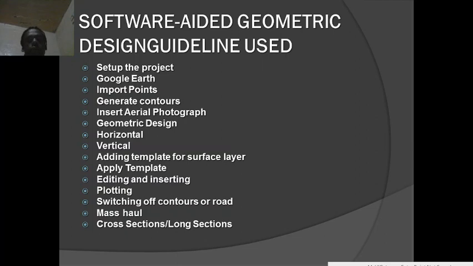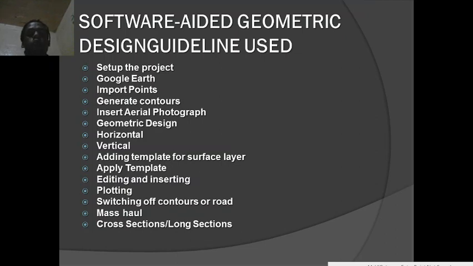So the software that was used. In this project I used two softwares, namely Google Earth and Civil Designer. The two complement each other because, as you see, step one is just setting up the project, which basically means creating a folder so that all the information generated, the contours and everything else, will be saved in that folder.